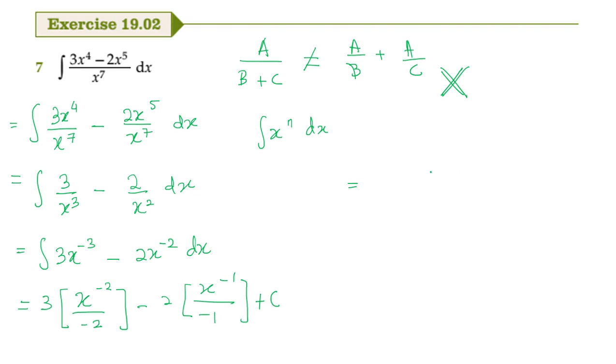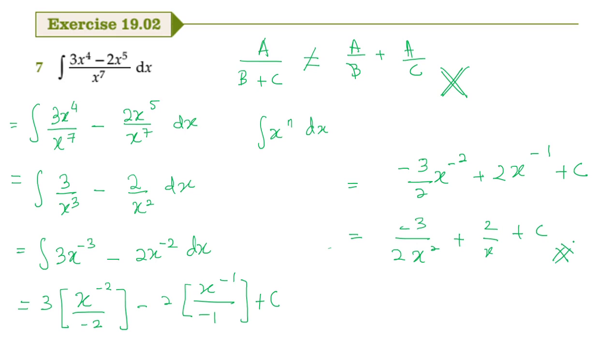So, therefore, what you will have over here is negative 3 over 2 x power of negative 2, plus 2x power of negative 1, plus c. If you dislike this negative power, what you can do is you can bring it down. Alright, so it's going to be like this.